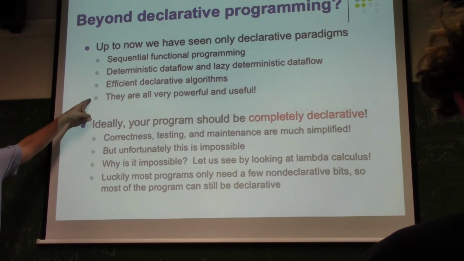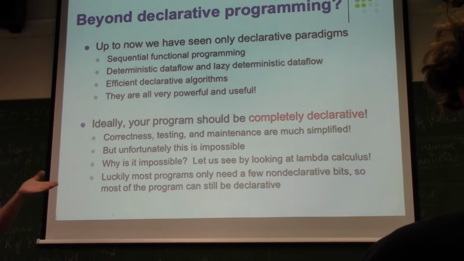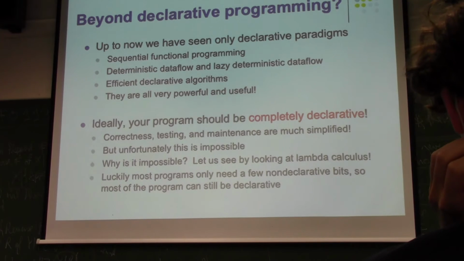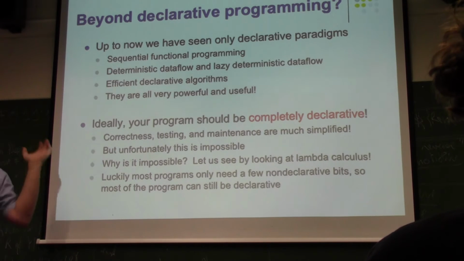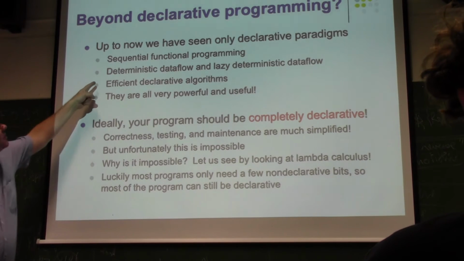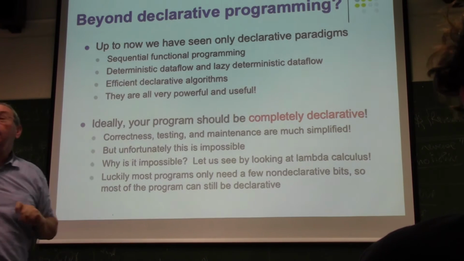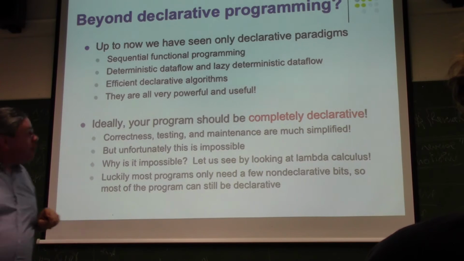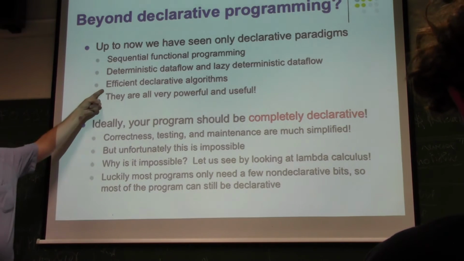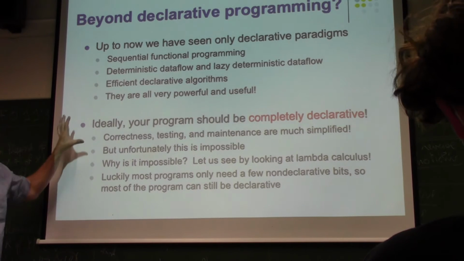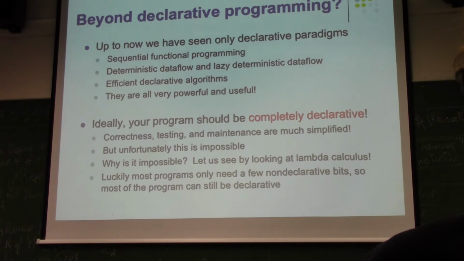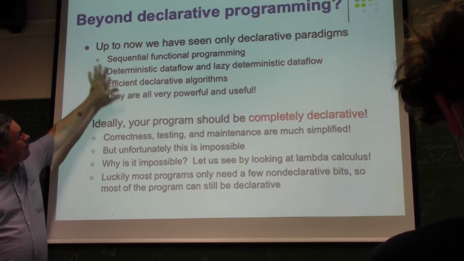Okay, so up until now, we have seen declarative. Up until now, I have been force-feeding you declarative and telling you how great it is, etc. So we've seen sequential functional, we've seen concurrency, deterministic data flow, concurrent programs, we've seen lazy evaluation, and I showed you that it's all very efficient. There's no efficiency problem. You can actually make very efficient algorithms using the declarative techniques. So that's all very good.